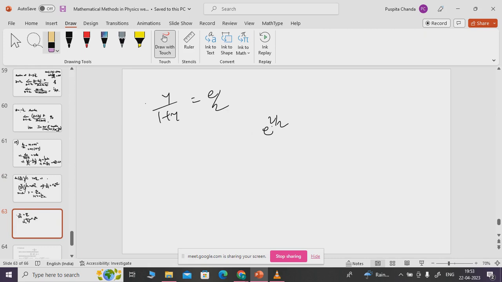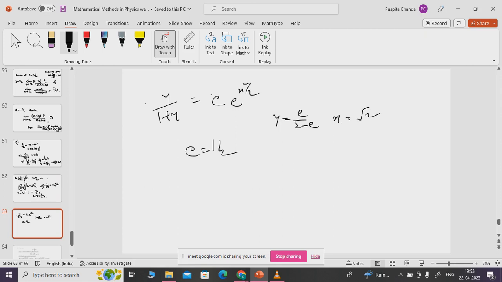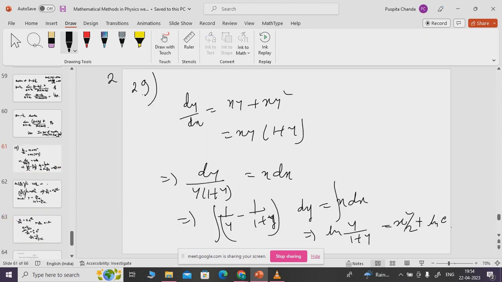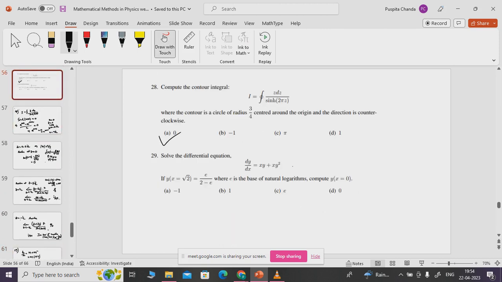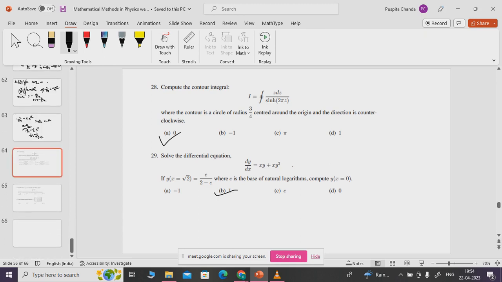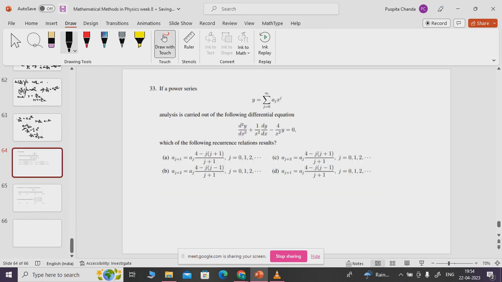So c is equal to half. y = C e to the power x square by 2, C is equal to half, when y is equal to e by 2 minus e, x is equal to root 2. So y 1 plus y is equal to half, when x to the power 0 to the power 0. So y 1 plus y is equal to half. So y is equal to 1. This is the equation B. Answer.